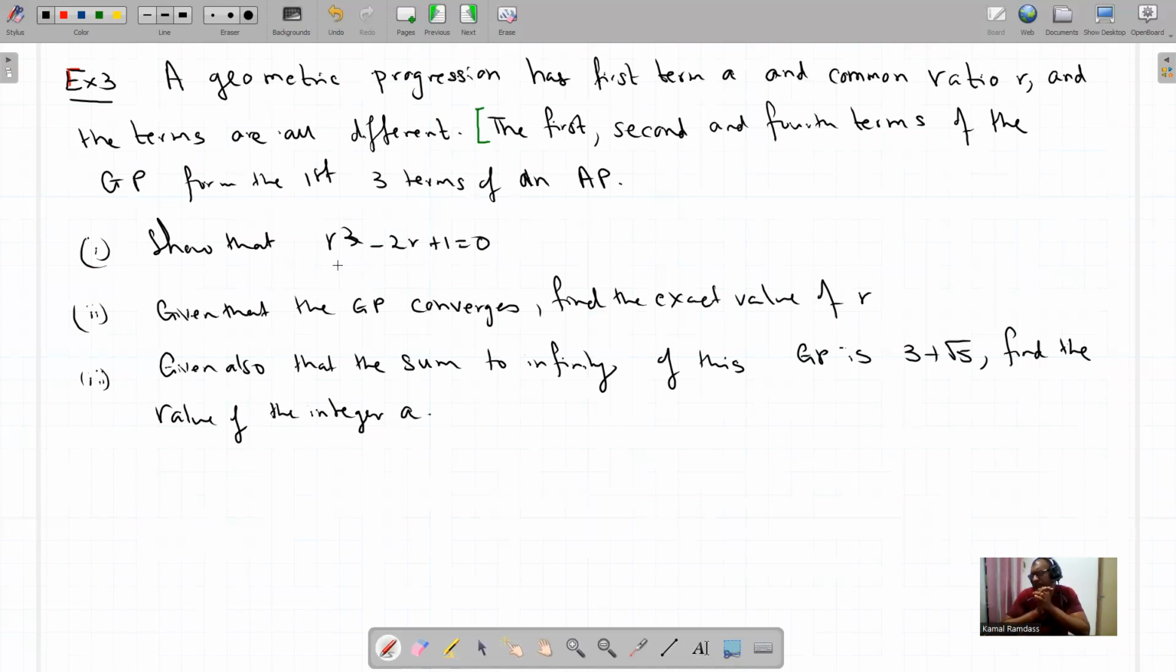Given that the geometric progression converges, find the exact value of R. We know that modulus of R is less than 1. Given also that the sum to infinity of this geometric progression is 3 plus root 5, find the value of the integer A. We can do it part by part, of course, when we have a question like this, it looks difficult.